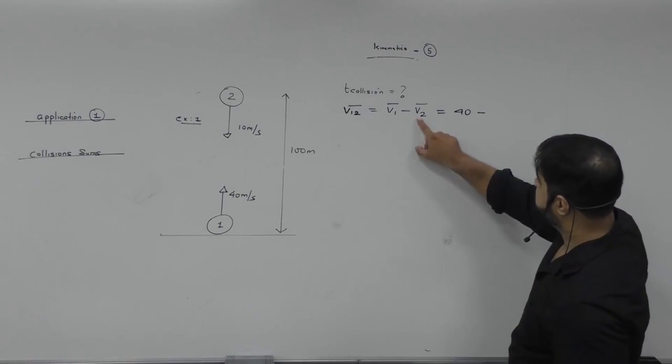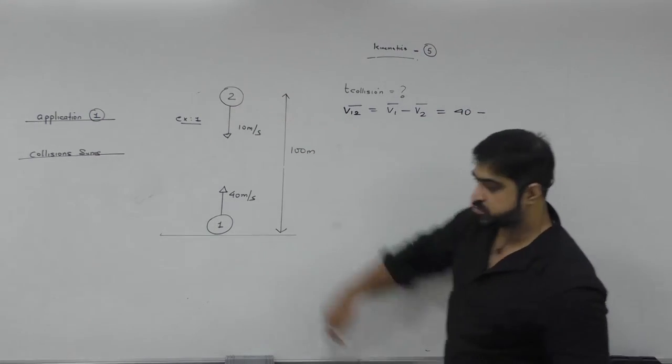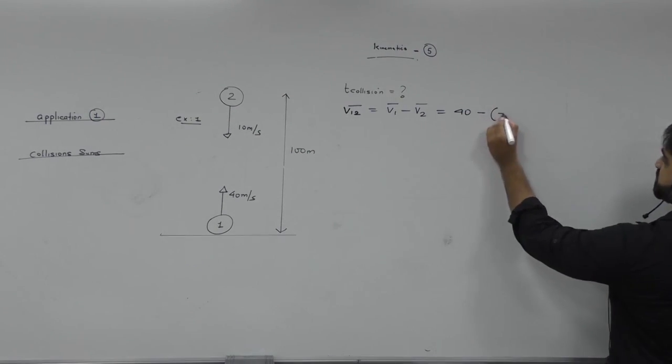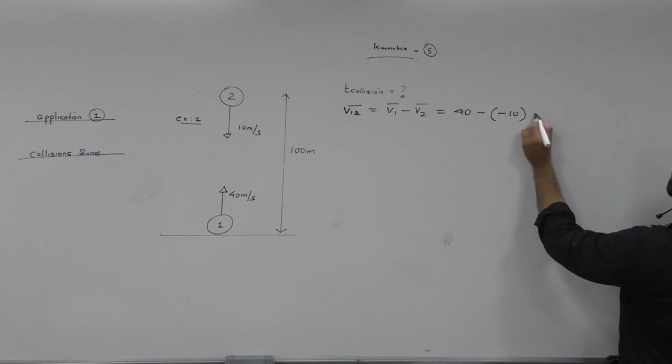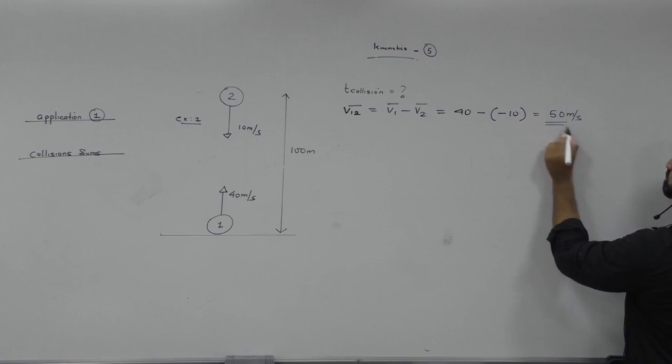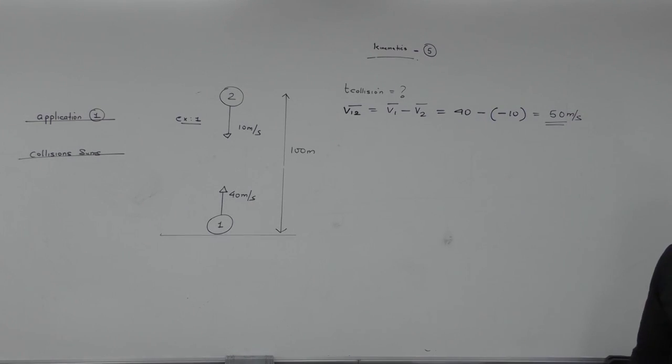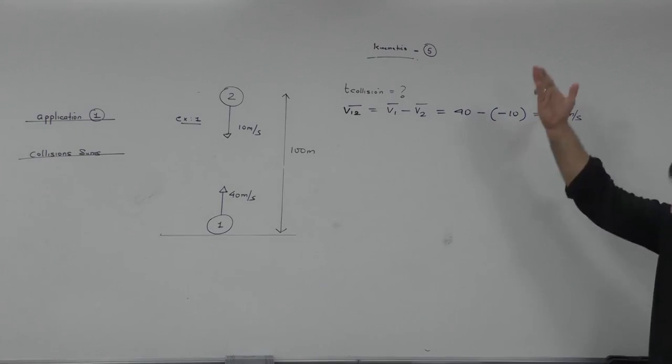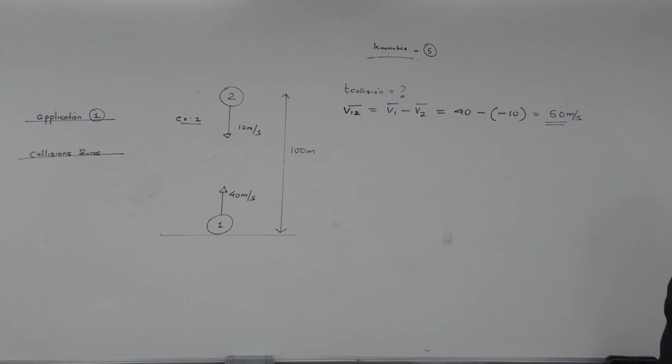Minus V2 bar minus 10. Substitute the proper sign. What will it become? 50 meter per second. Who is looking at whom? 2 is looking at 1, and it appears to 2 that 1 is going up with 50. I'll draw the diagram now.